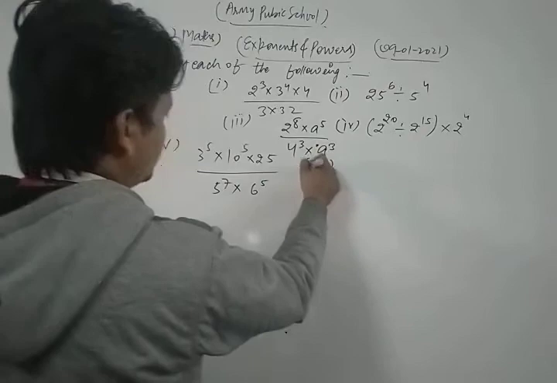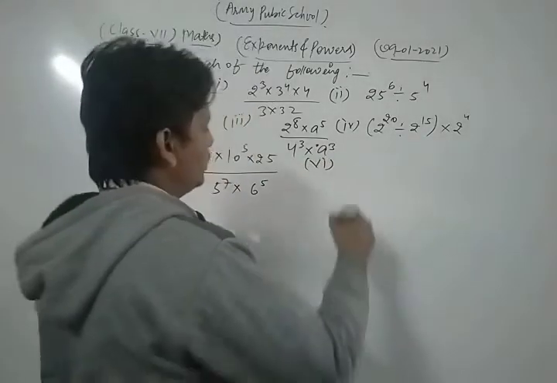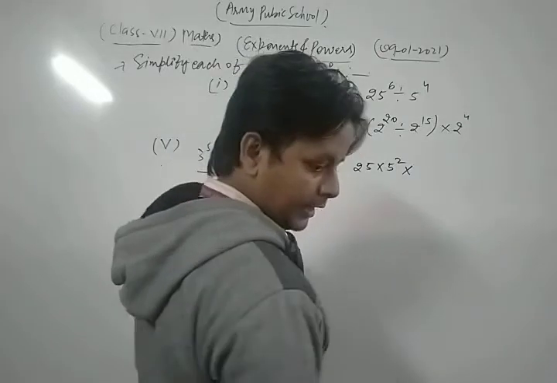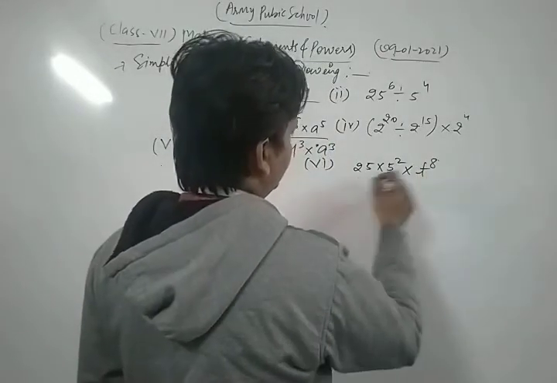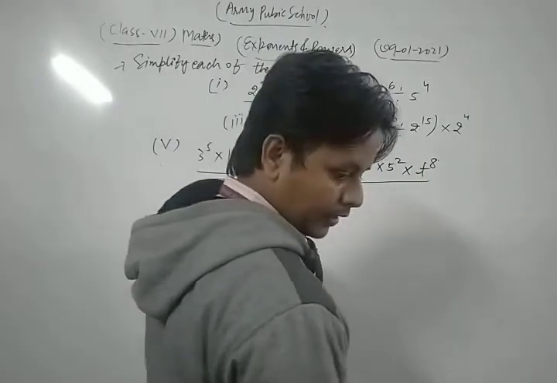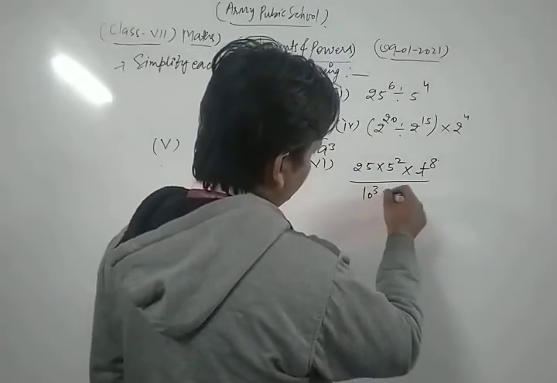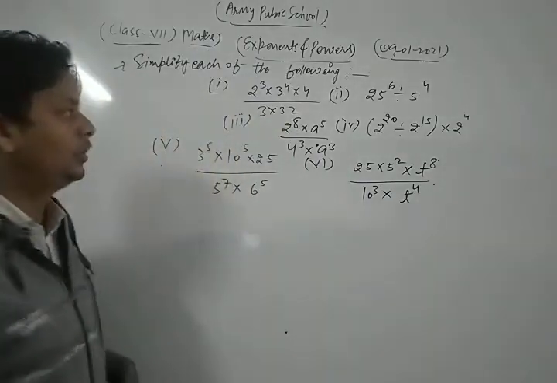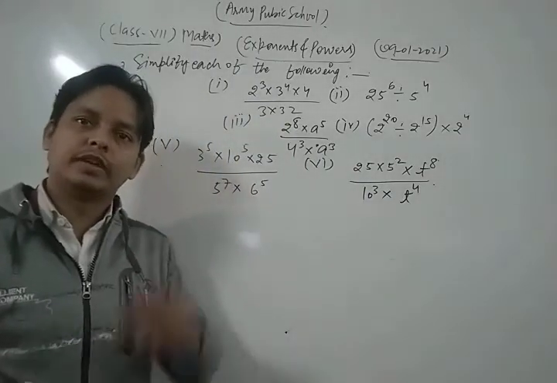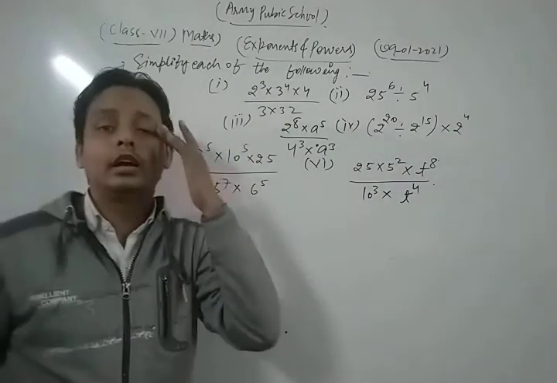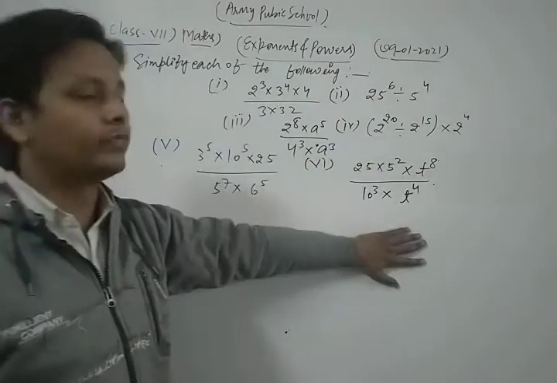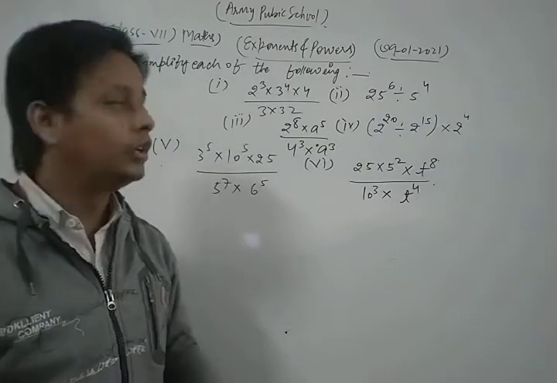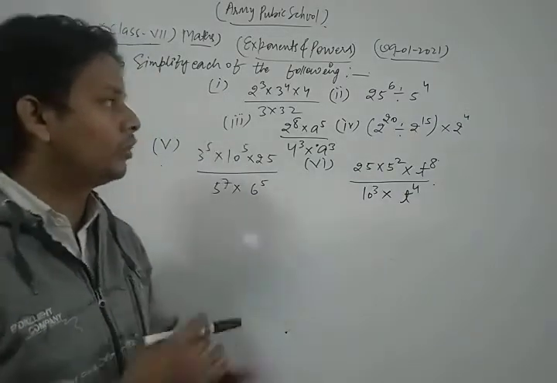And the last part of this question is, dear friends, 25 into 5 to the power 2 into t to the power 8 divided by 10 to the power 3 into t to the power 4. Okay, so these are the questions, which are very important. All the questions are very important for the chapter exponents and powers. Now we simplify each of the following values.